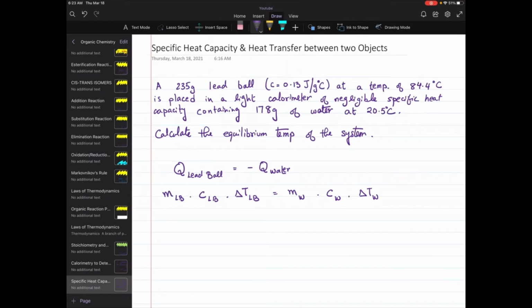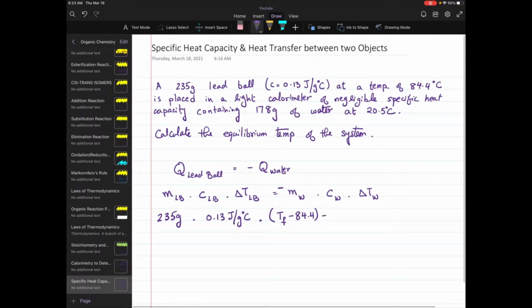Now, the mass of the lead ball is given to us as 235 grams. So 235 grams, we already have that established up there, and multiplied by the specific heat capacity of the ball, which is 0.13 joules per gram degrees Celsius. So proper units, grams and grams. And the change in temperature. Now, change in temperature is the temperature final, which we don't know, minus initial temperature, which is 84.4. Right. Now, you have to remember that one is the negative of the other, so I'm just going to put the negative sign there. That is important.